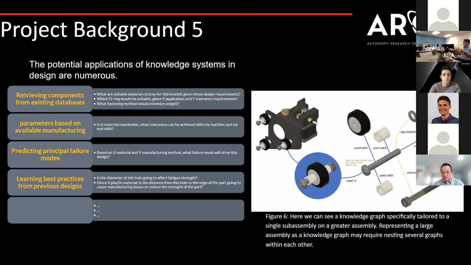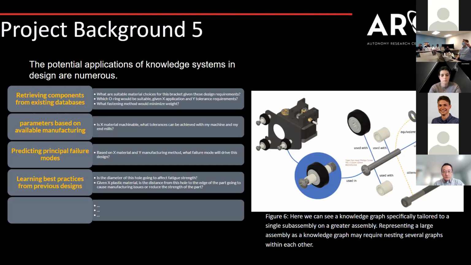So if we can have a graph actually go through and minimize and figure out what the best weight is, that would be really helpful. Parameters based on available manufacturing. One of the biggest design challenges we have as design engineers is I can make a part, but how do we actually physically make it?